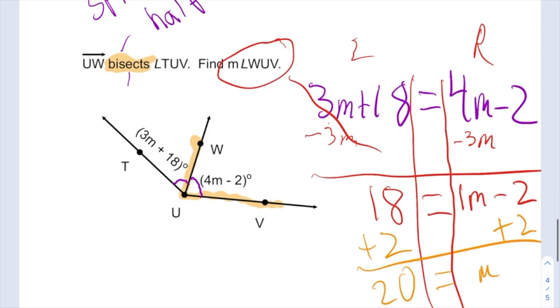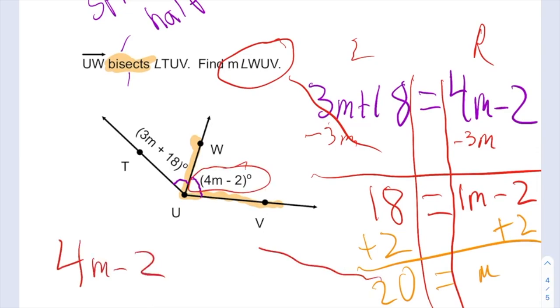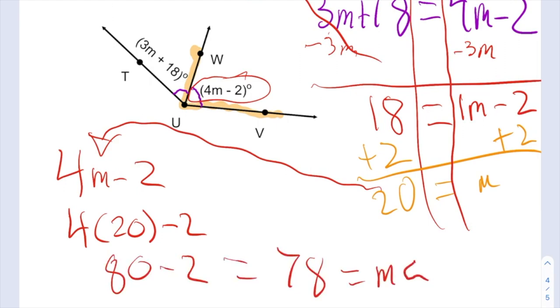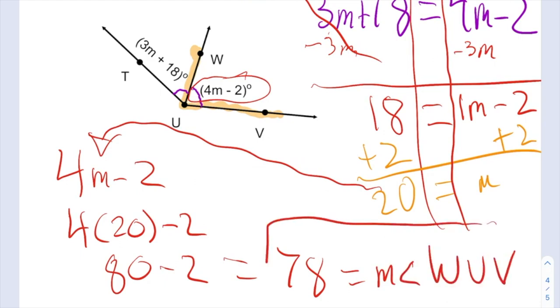The question didn't ask me to find m. It told me to find WUV, which is 4m minus 2. I'm going to take this number and plug it in for m. 4 times 20, subtract 2. 80 minus 2 equals 78. So the measure of angle WUV equals 78 degrees.